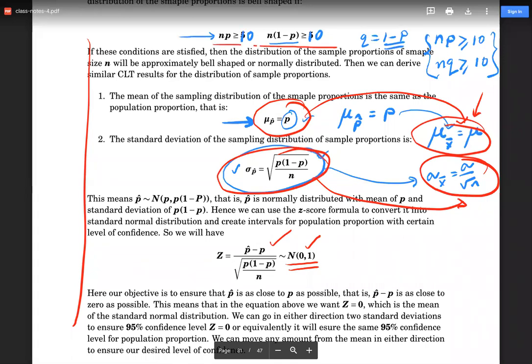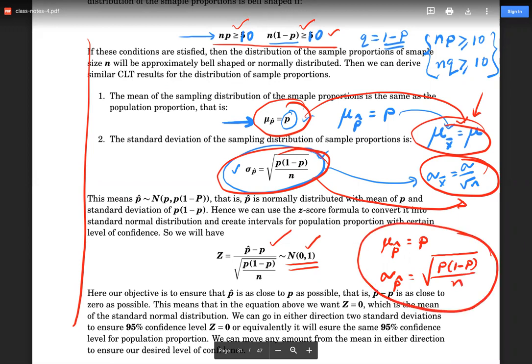And p must be greater than or equal to 10, and q, or 1 minus p, times n must be greater than or equal to 10. And if you just remember that the equivalent formula for proportion is mu sub p hat is equal to p, and the equivalent standard deviation is sigma sub p hat is equal to the square root of p times 1 minus p divided by n. If you remember these two things, I'd be happy.